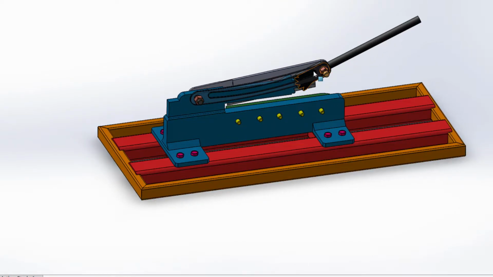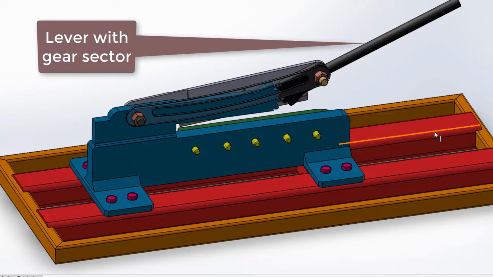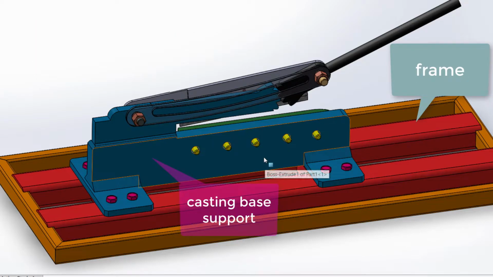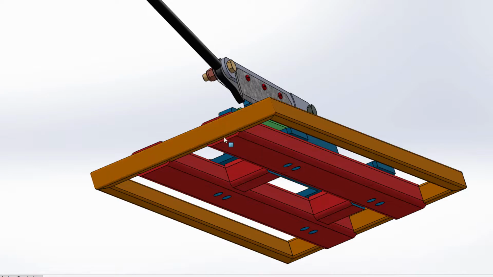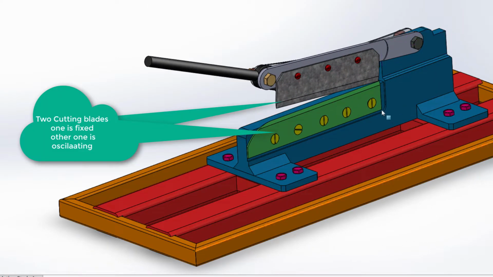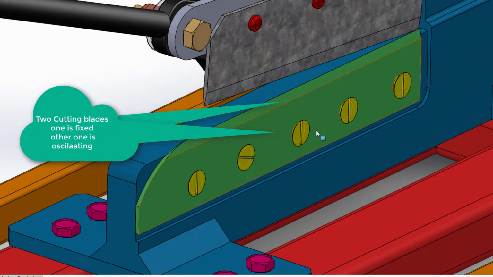The lever, which gives mechanical advantage, is connected with a gear sector. This gear sector is engaged with another gear sector which is fixed with the frame. The frame is robust, made up of casting and MS tube sections.